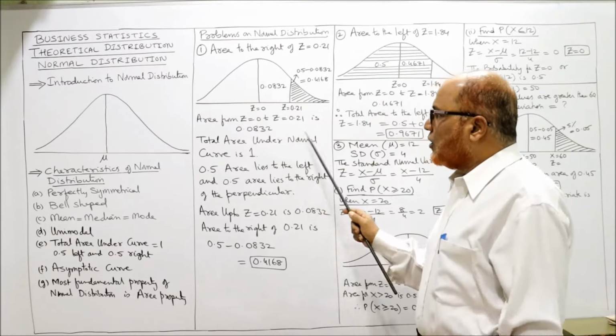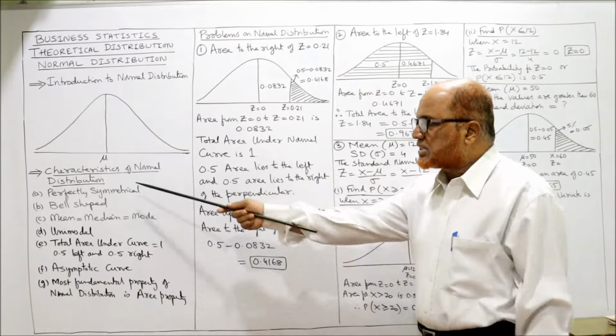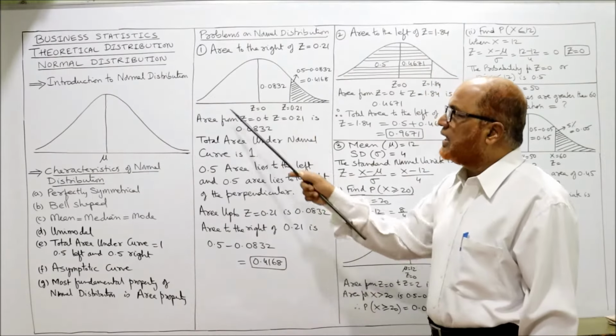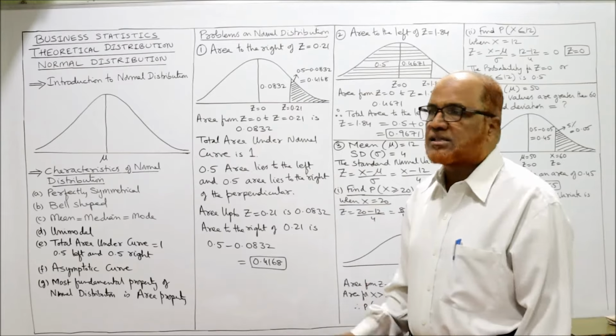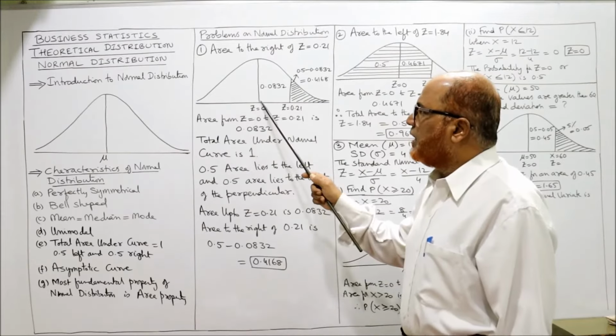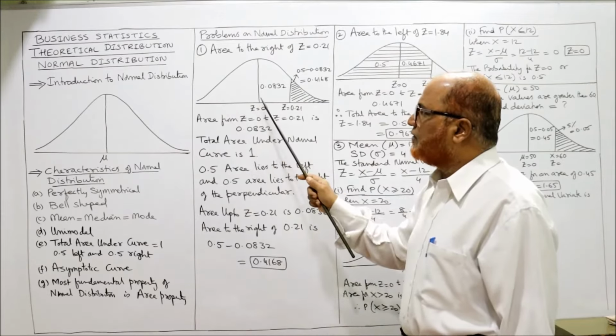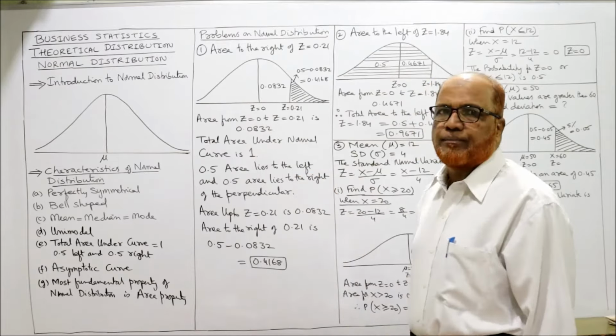Total area under normal curve is 1. Already we have discussed in characteristics, the total area is 1. 0.5 area left side, 0.5 area right side to the perpendicular. ये मीन वैल्यू से लेफ्ट साइड जाएंगे तो 0.5 है और राइट साइड गए तो 0.5.